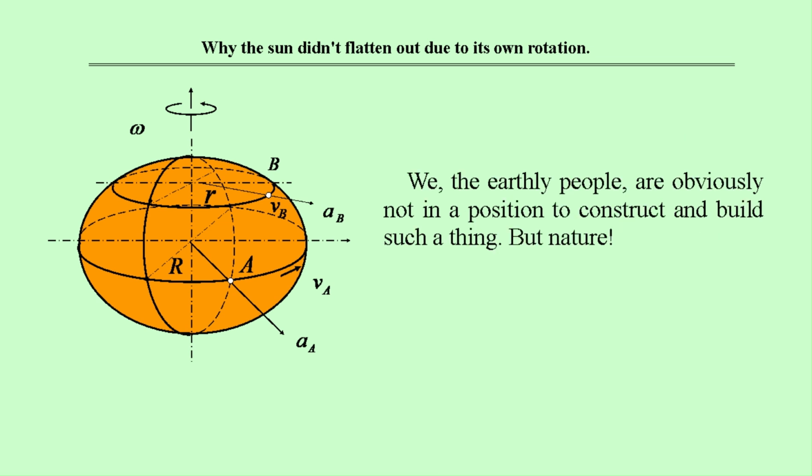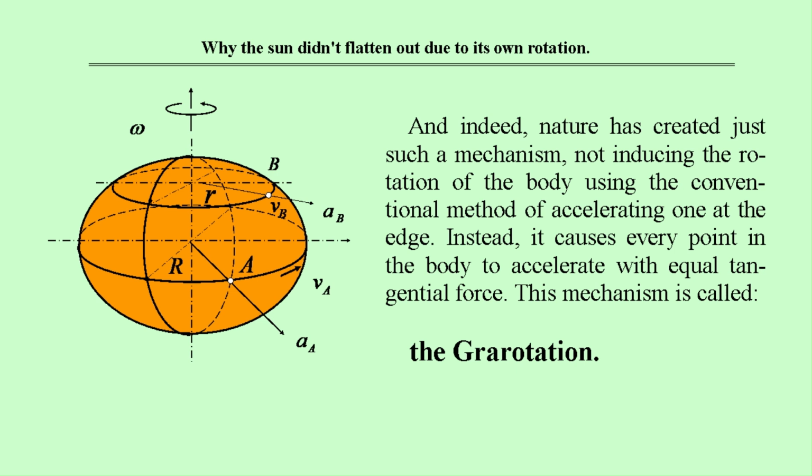We, the earthly people, are obviously not in a position to construct and build such a thing. But nature. And indeed, nature has created just such a mechanism, not inducing the rotation of the body using the conventional method of accelerating one at the edge. Instead, it causes every point in the body to accelerate with equal tangential force. This mechanism is called the grarotation.